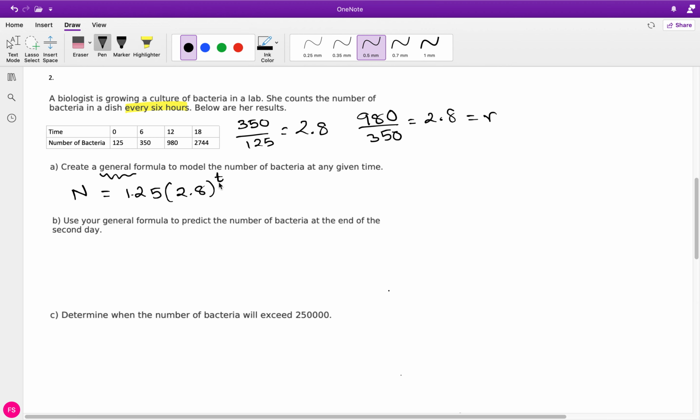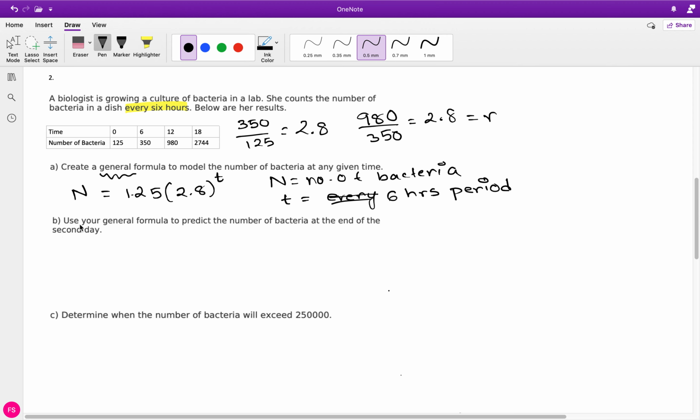And instead of n minus 1, I'm going to write t. In this case, my n is the number of bacteria at a given time, and t is every 6 hours. Actually, let me just erase this: a 6 hour period, every 6 hours. So this is what t means. Always make sure that you mention what these things mean.